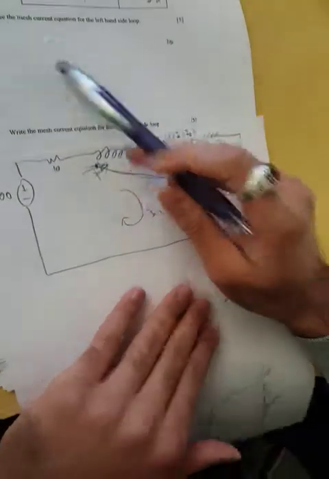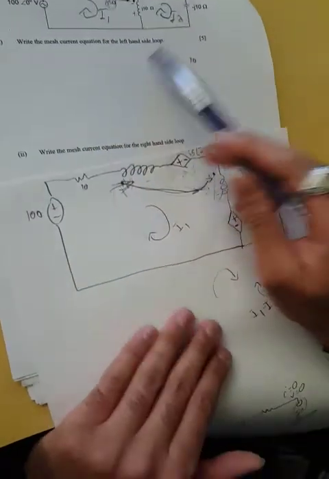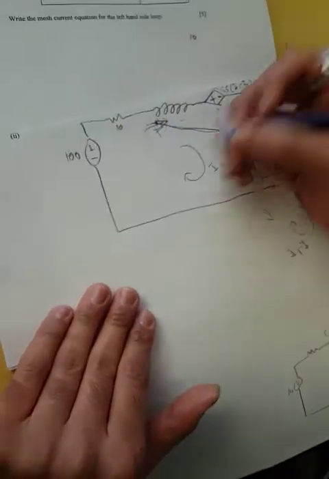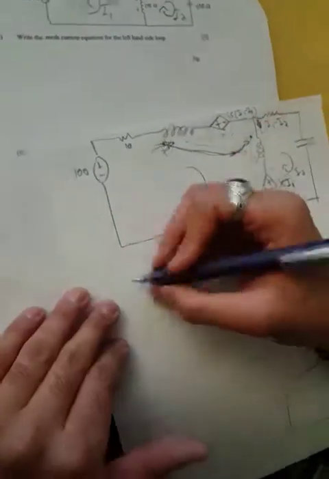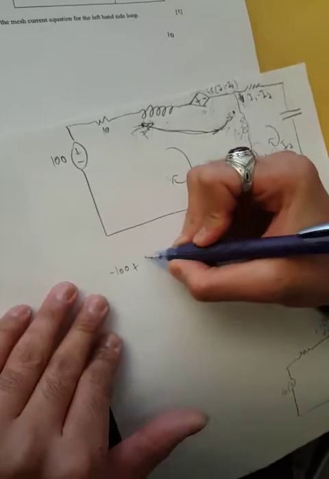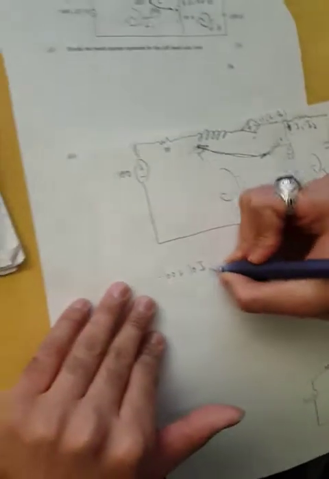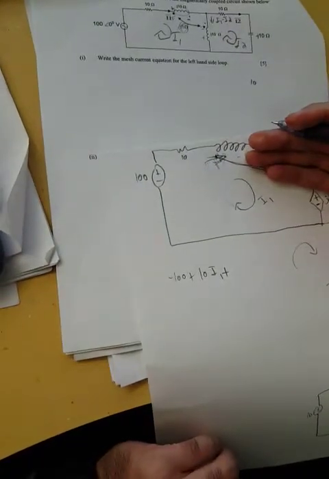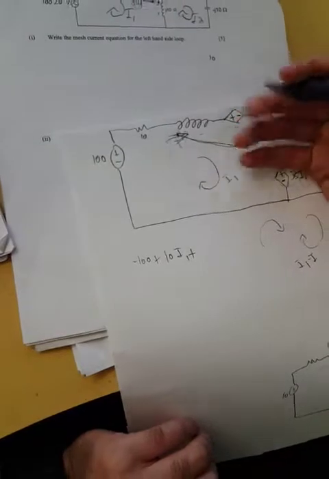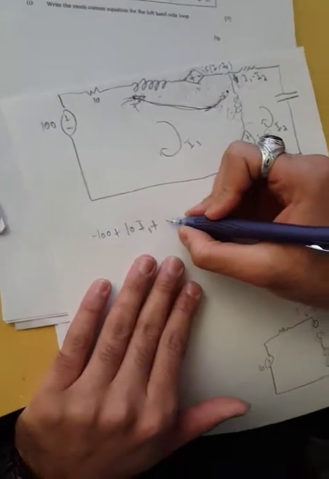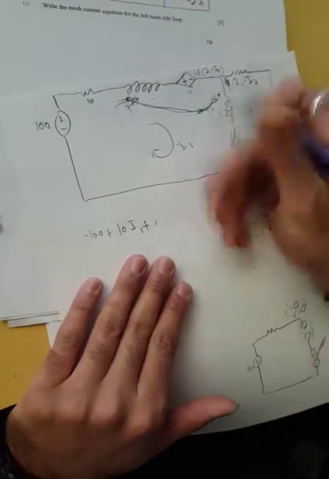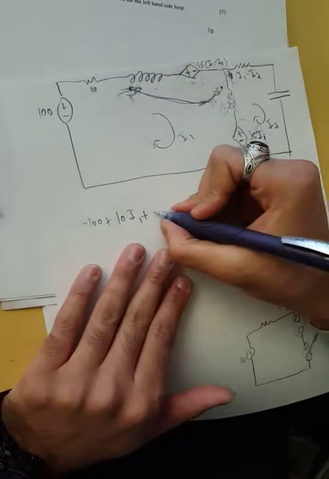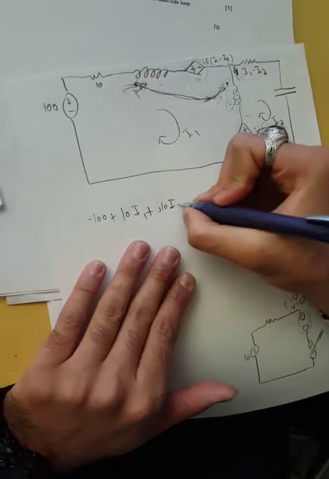Now it says to write the mesh current equation for the left hand side loop. So this is a straightforward KVL. It's negative 100 plus 10 I1 plus, what's the equation for the voltage across the inductor? L times di over dt. Oh, my bad, this is already in J form. So you just write J10 times I1 minus I2.